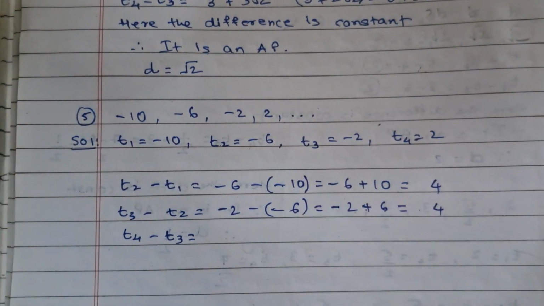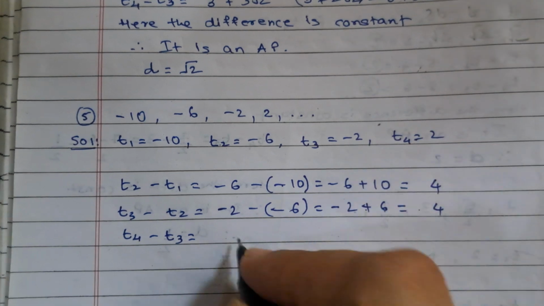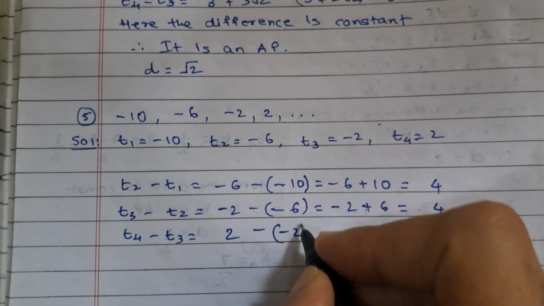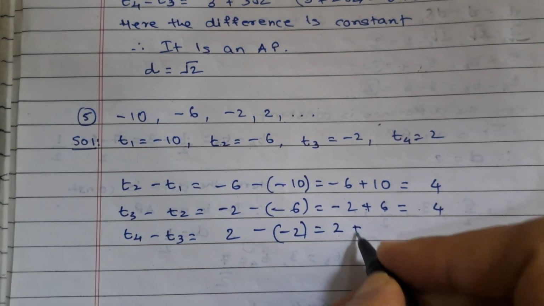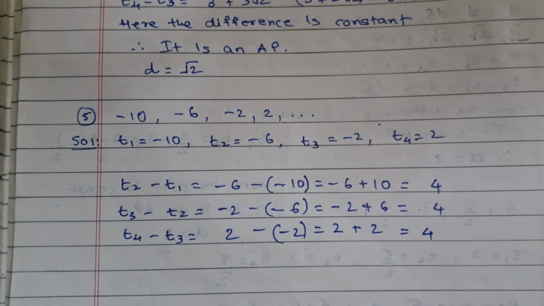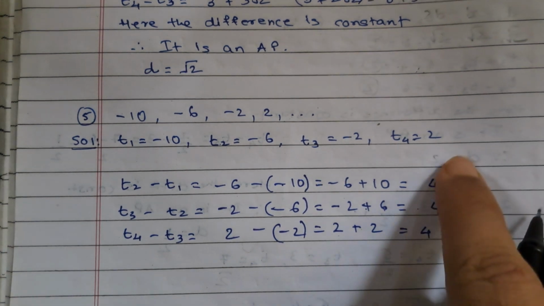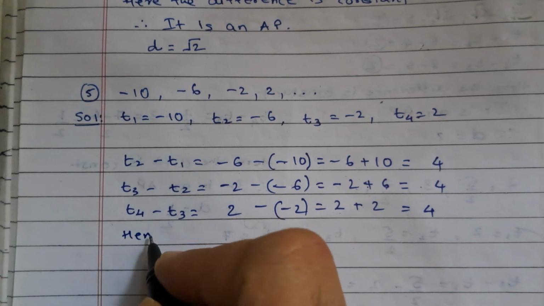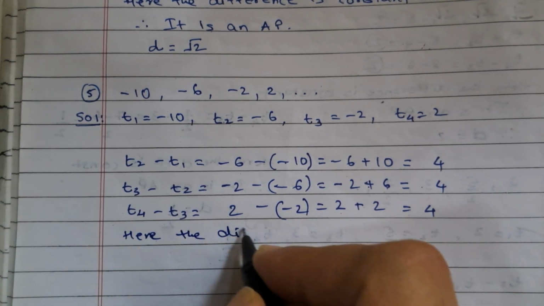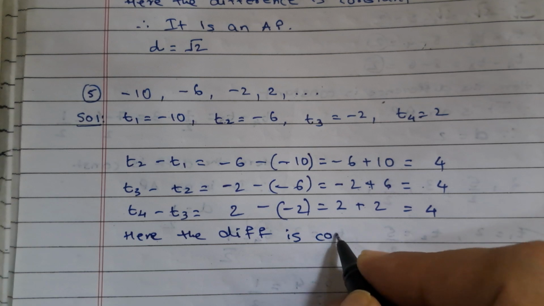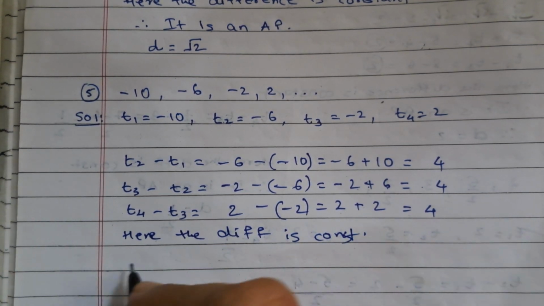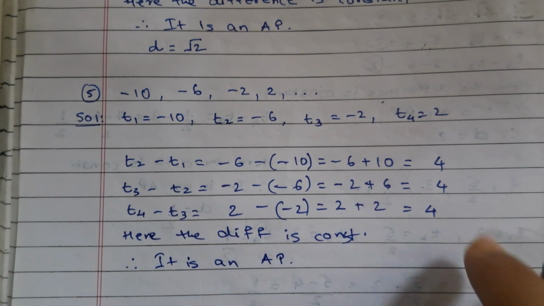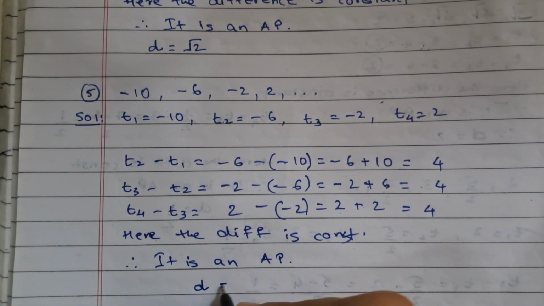And finally last two pairs, so that means this time it is t4 is 2, t3 is minus 2, then subtract them, put a bracket, it will become plus this time, and 2 plus 2 is simply 4. So these differences are the same, right? 4, 4, 4. So you will say here the difference is constant, therefore it is an AP. And moreover, if I want to find the D, I will say the common difference D is 4.